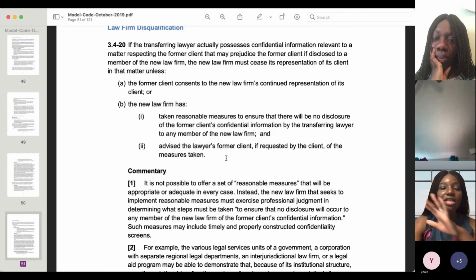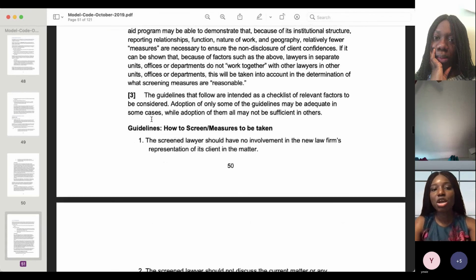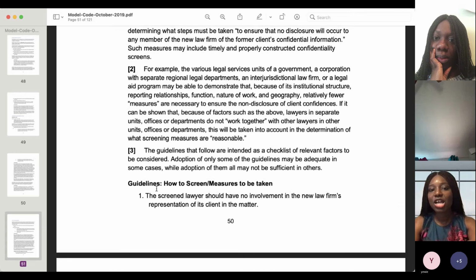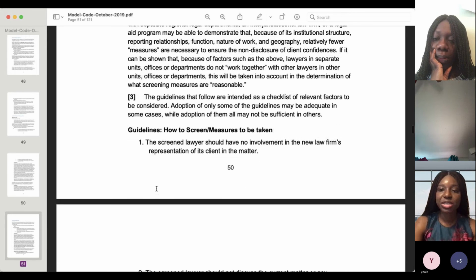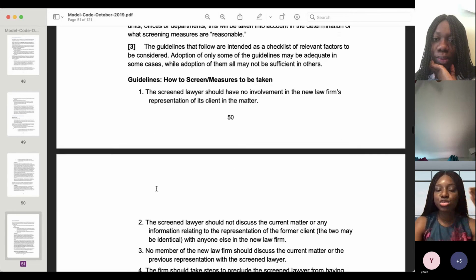Now, it's not just random steps. The model code actually specifically gives you commentary 3, guidelines, how to screen, measures to be taken. Okay, so we found out that this person has worked on the other side with the other party. This person is now in our firm. We really want to take on this new client. What do we need to do?